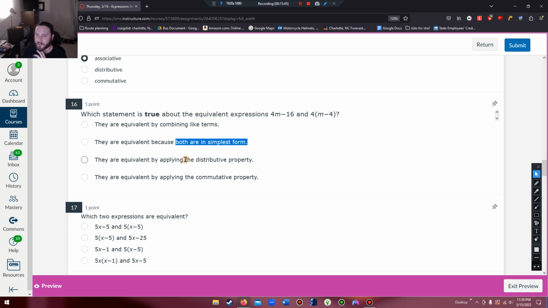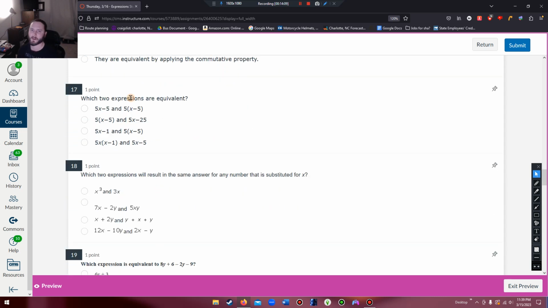This one says distributive property. Well, let's test that. If I did 4 times m, that would equal 4m, and 4 times 4 does equal 16. That makes sense. This would be an example of the distributive property. The commutative property would be if these numbers were the same, but both sides don't have a 16, so no.